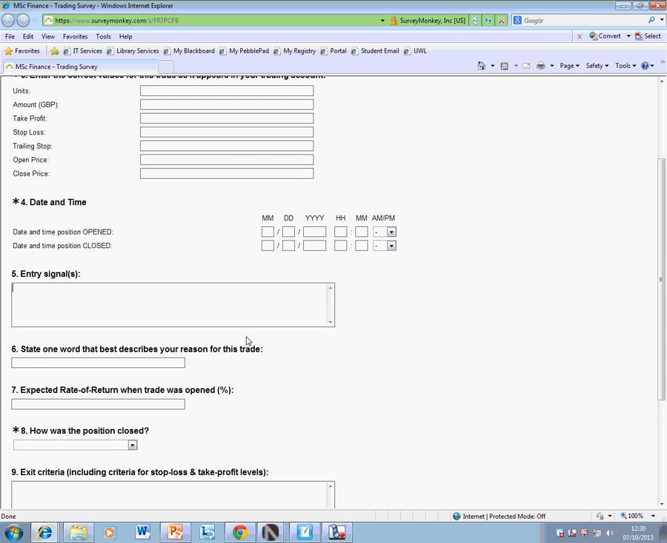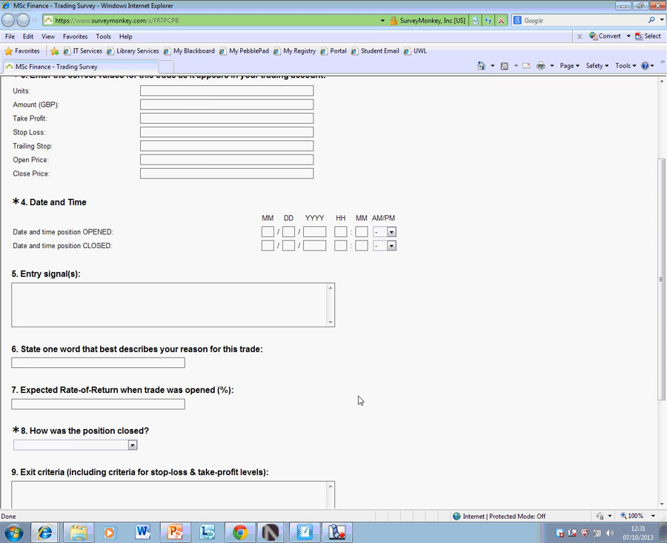It's up to you, and that depends on your trading plan and your trading strategy. What signals are you using? You need to explain briefly what the signals were. If you're using a candlestick approach, I might say three green sticks. So what is your signal for entering this particular position?